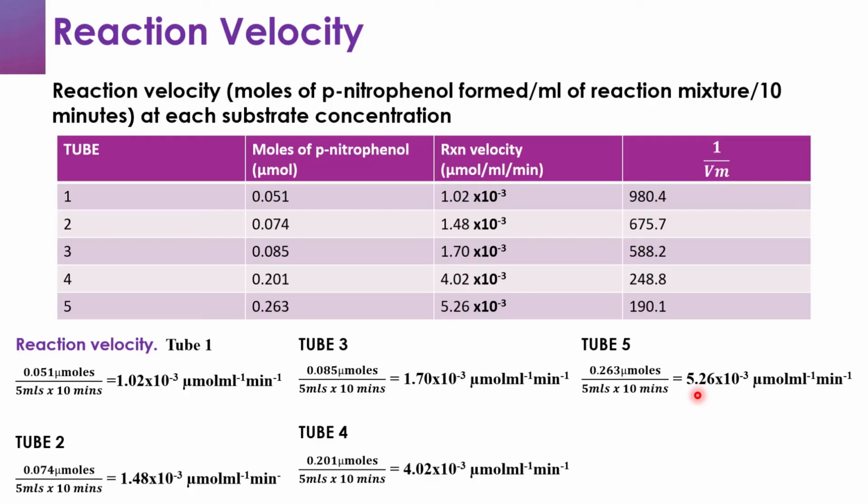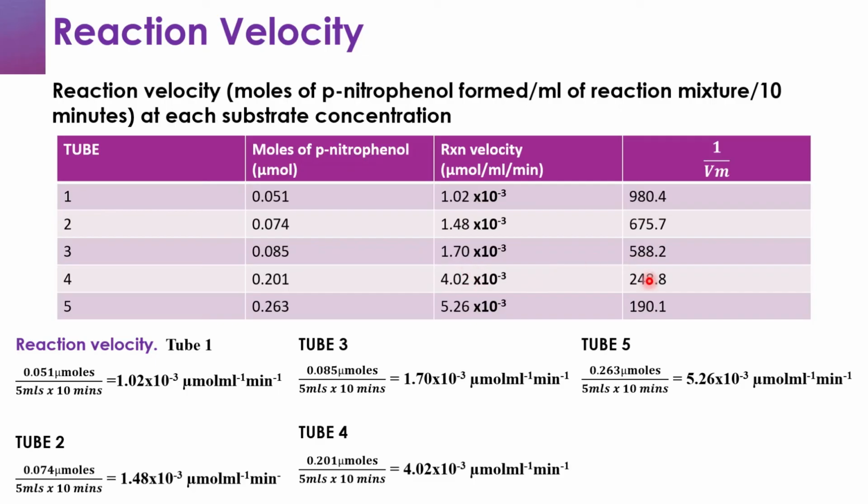So what it means is that we will have to convert the reaction velocity over here. We will have to divide each of the values over here. So if you are to do this, it will be 1 divided by this value over here. If you calculate this, we'll get 980.4, and 1 divided by the reaction velocity value here will give us 675.7, and 1 divided by the reaction velocity value over here will give us 588.2.